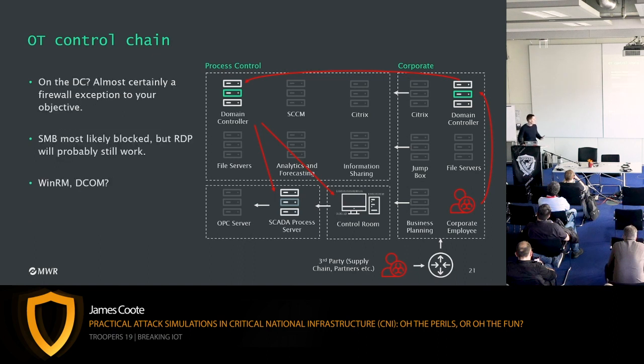If you're on that DC, then you'll almost certainly be able to hit the control room or the SCADA process servers. A number of clients might block SMB and think that prevents you from moving laterally. But almost always, remote desktop will still be enabled. We've also been able to use things like WinRM and DCOM for that lateral movement. So I'm willing to bet that you would find a path for lateral movement towards those assets.